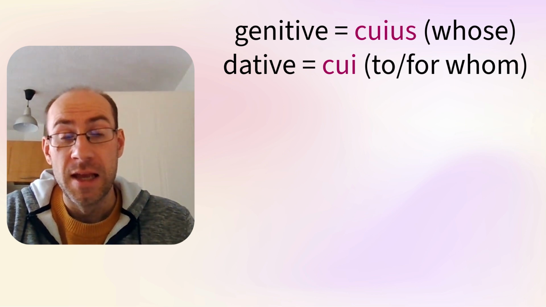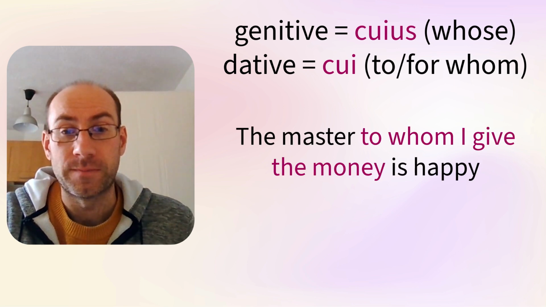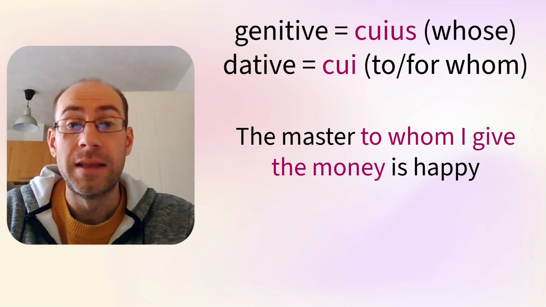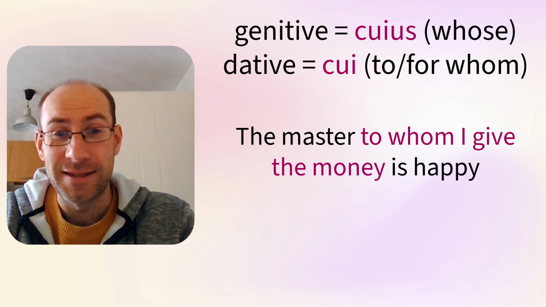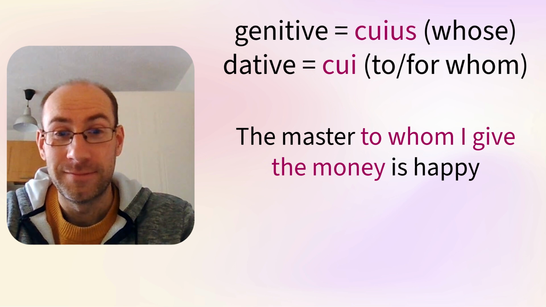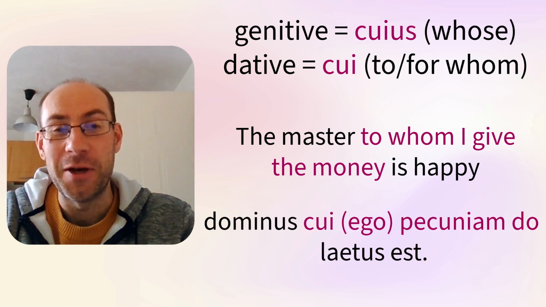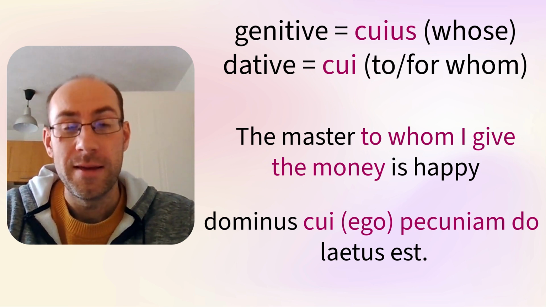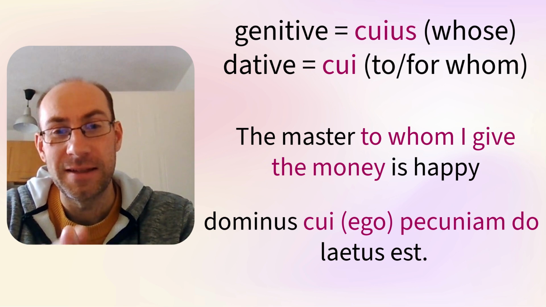So let's go back to our sentence. The master to whom I give the money is happy. Main clause: the master is happy. Dominus, laetus, adjective, est. To whom? Cui. I give money. Ego pecuniam, accusative, do, I give. Dominus, cui, to whom, pecuniam do, laetus est. Main clause: dominus laetus est.